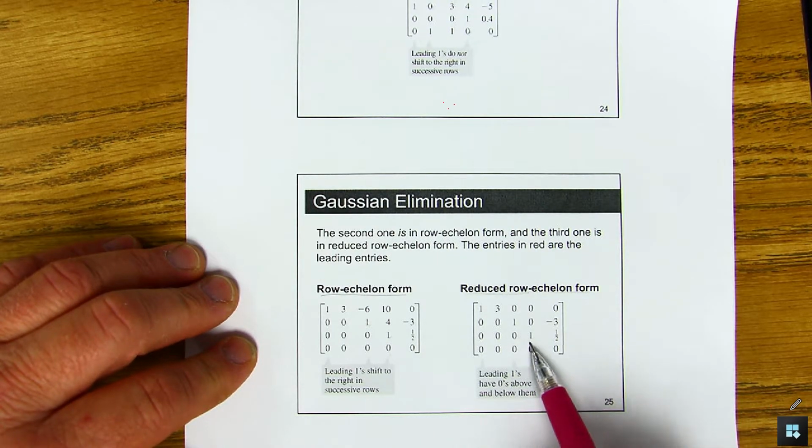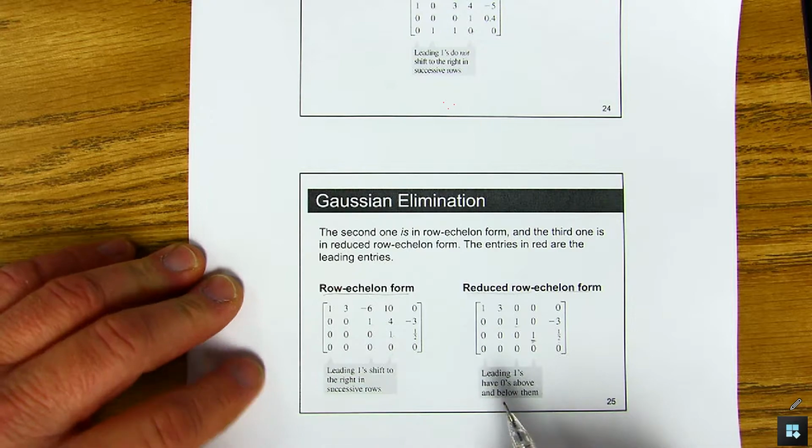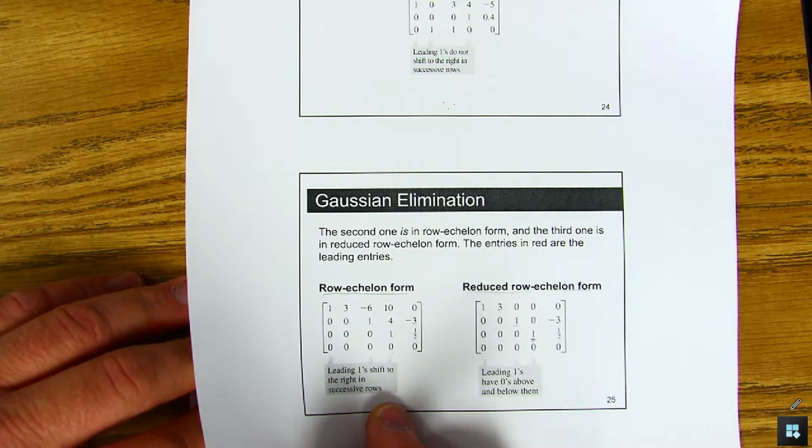Like here, this would be w, x, y, and z. So z equals a half. We'd say then y equals -3. And then we could use that information to help us solve and find the rest. So here we go. We're going to do Gaussian elimination. We're going to first put it into what's called row echelon form, okay?